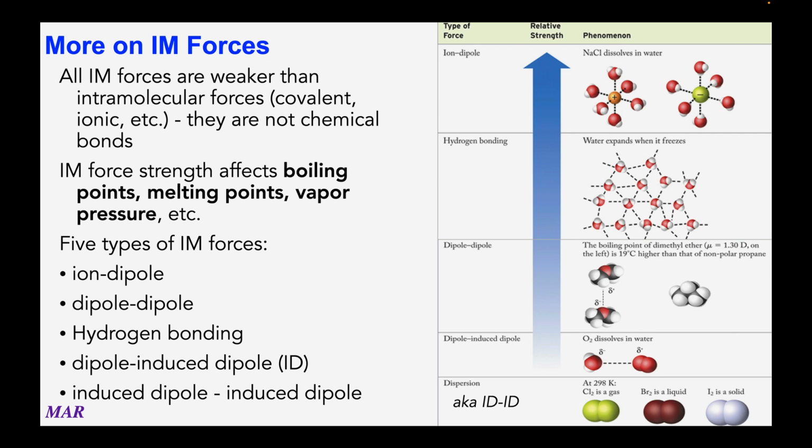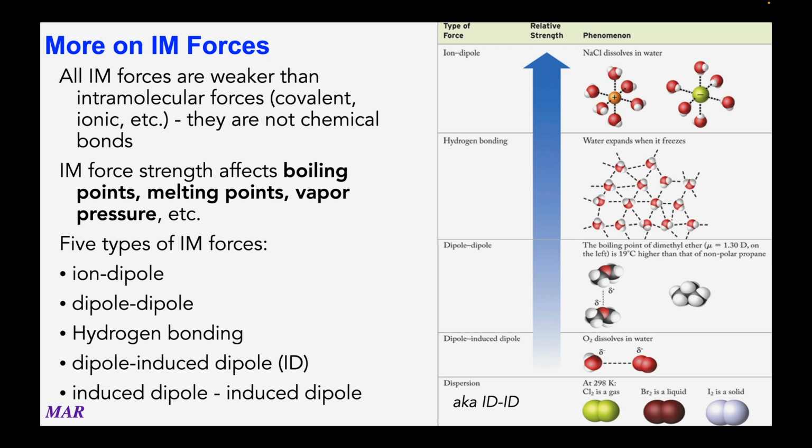The 5 types of intermolecular force we're going to look at are called ion dipole, dipole-dipole, hydrogen bonding, dipole-induced dipole, and induced dipole, induced dipole. This is actually the order of the strengths of these intermolecular forces. So we're going to see that the ion dipole force, for example, is strongest, and the last one, induced dipole, is weakest.